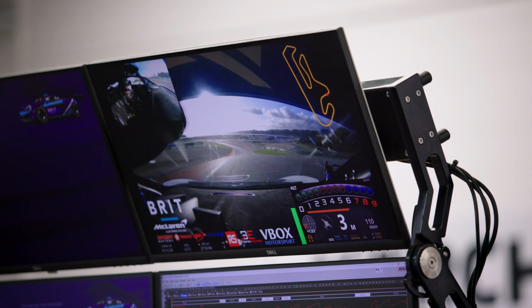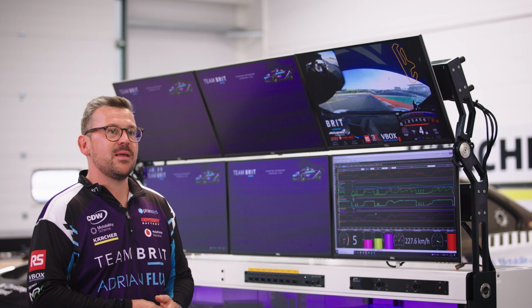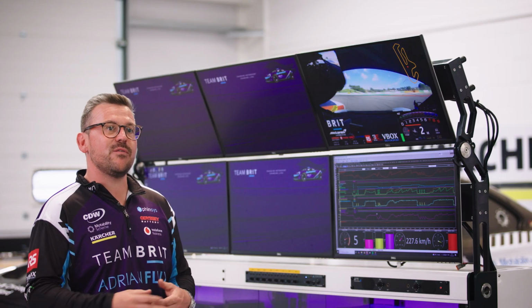So during the race and during all of the sessions that the driver's on track, the engineer's got eyes on what's going on. So we can see from a live camera feed that we've got in the car exactly what the driver sees. This gives us a really good way of monitoring the track conditions ourselves without having to rely on the driver's assessment of what's going on.